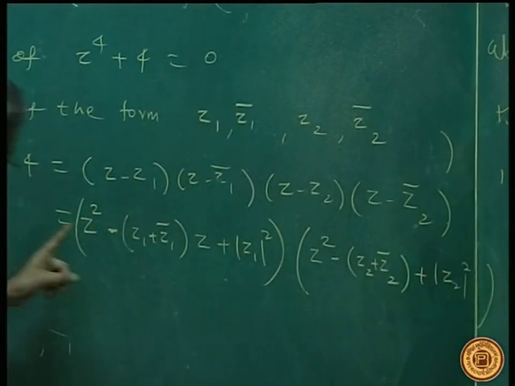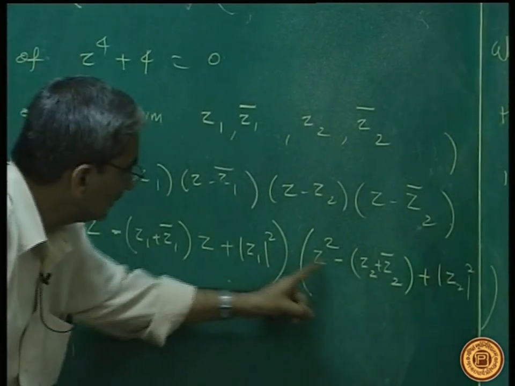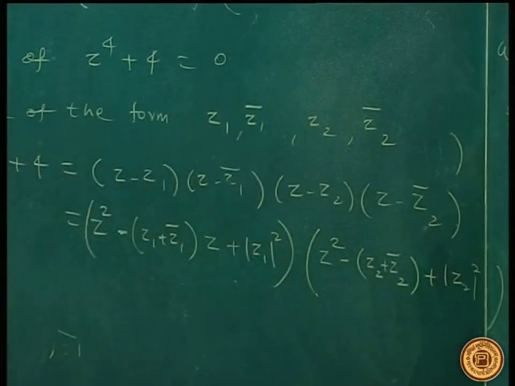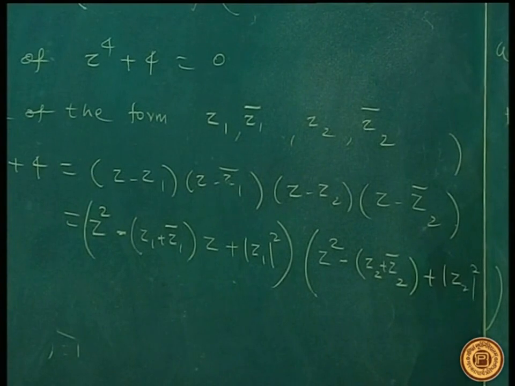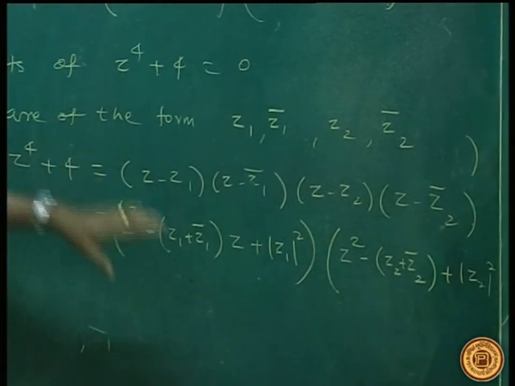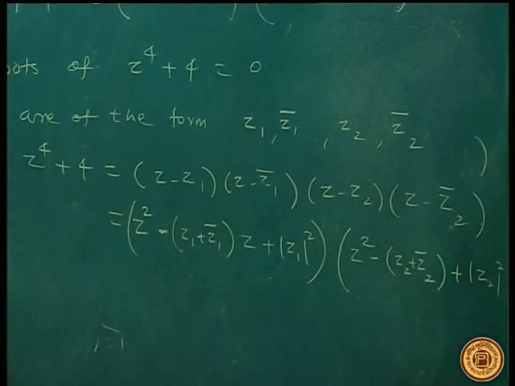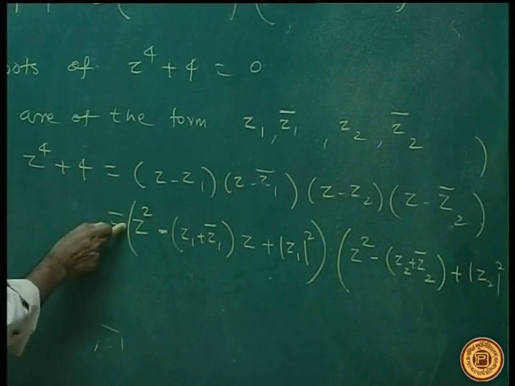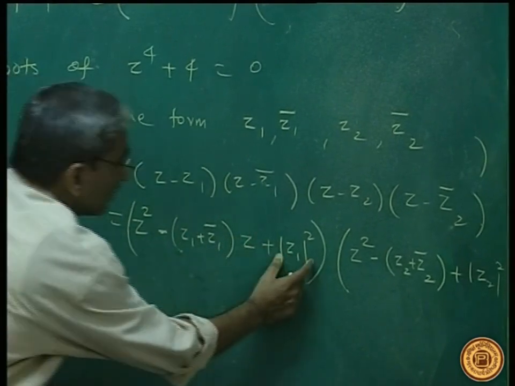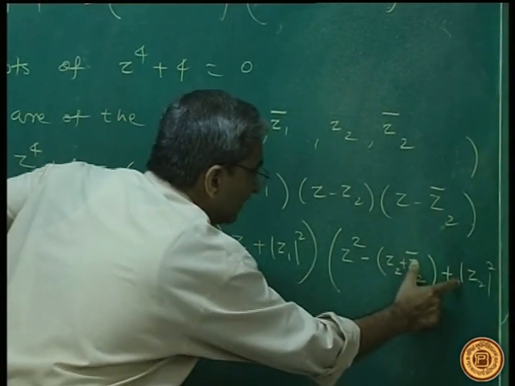Now this coefficient is 1, this is real, this is also again real. So these are quadratic polynomials with real coefficients. So we have expressed z raised to 4 plus 4 as a product of 2 quadratic polynomials with real coefficients. Coefficient 1 minus z1 plus z1 bar, which is real, mod z1 square is real, this is 1, that is real, this is real, and this is real.